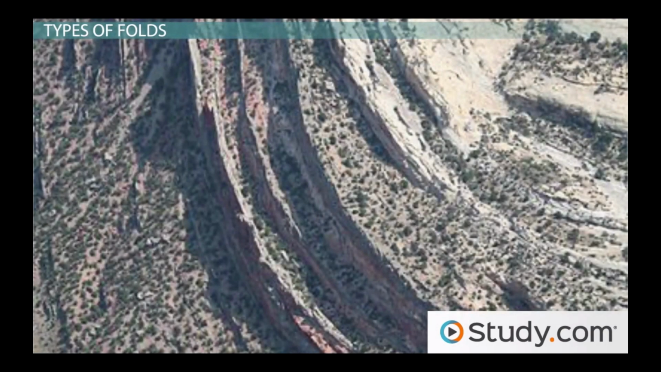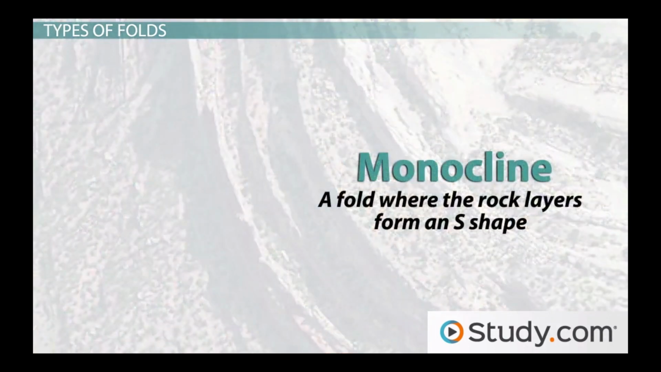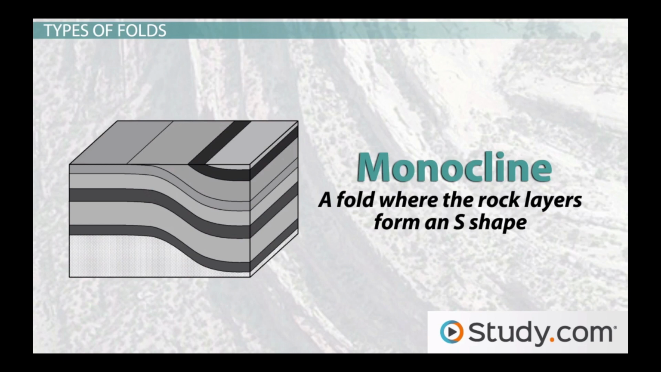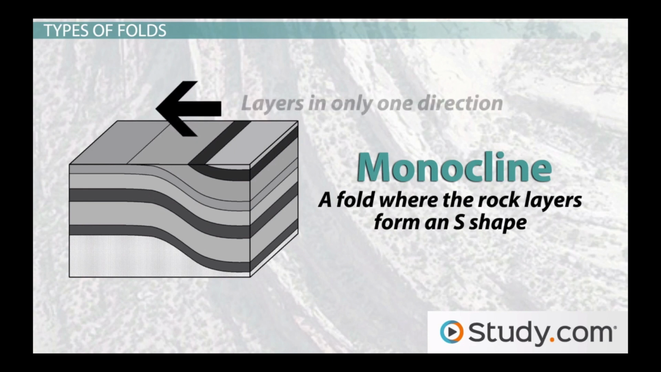A monocline is a fold where the rock layers form an S shape as the sides of the rock are compressed. You can remember this type of fold because all the layers of rock are still horizontal, going in one direction instead of bending vertically upward or downward like anticlines and synclines. And since mono means one, monoclines are layers in only one direction.